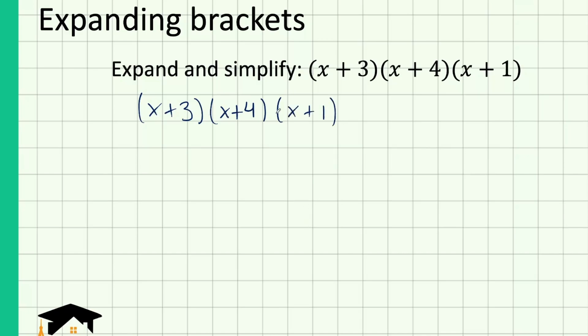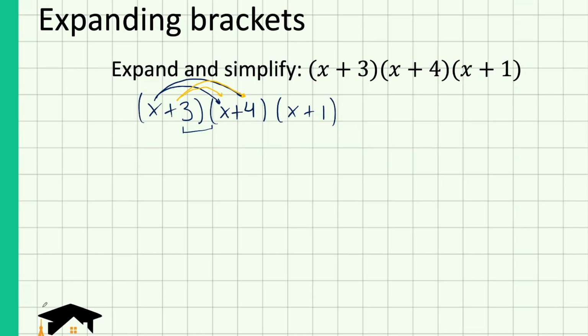Whenever we have 3 brackets multiplied, then we will first work with 2. And then, to that expression, we will multiply it by the third one. So to do this, we have to do the distributive law between these 2 brackets. That is, we start with x, and we multiply it by x, and by 4, and then we multiply plus 3 by x, and plus 3 times plus 4.